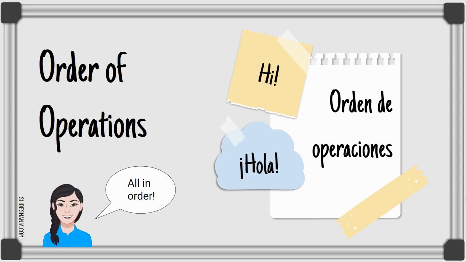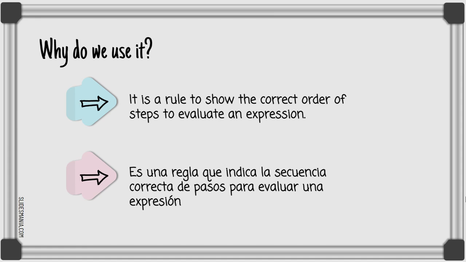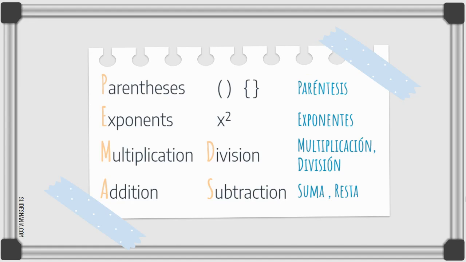Today, we will talk about the order of operations. Why do we use it? It is a rule to show the correct order of steps to evaluate an expression. This is the order of operations: parentheses, exponents, multiplication or division, and addition or subtraction.